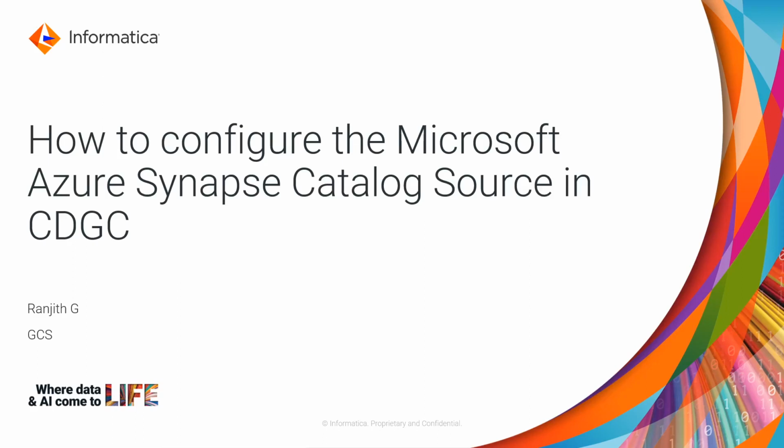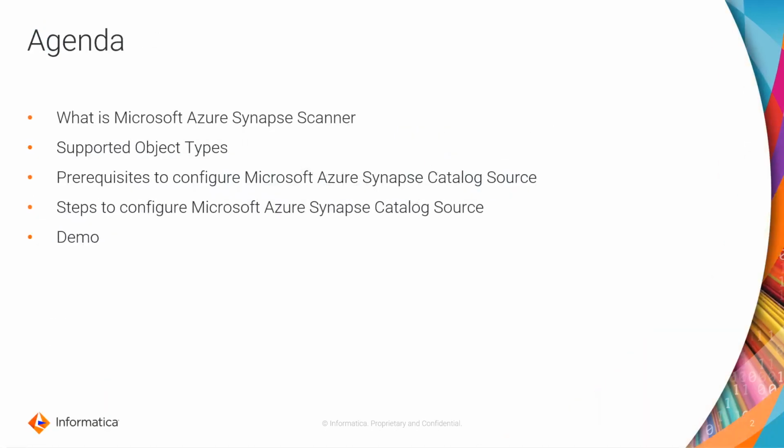In this video, we will see how to configure the Microsoft Azure Synapse catalog source in CDGC. The agenda of today's session is: what is Microsoft Azure Synapse Scanner? What are all the supported object types of Microsoft Azure Synapse Scanner? What are all the prerequisites to configure the Microsoft Azure Synapse catalog source in CDGC? And then we will see the steps to configure the Microsoft Azure Synapse catalog source along with a quick demo.